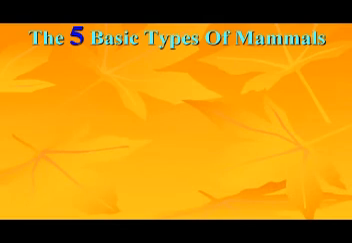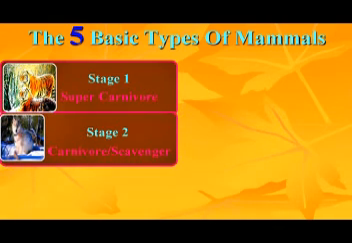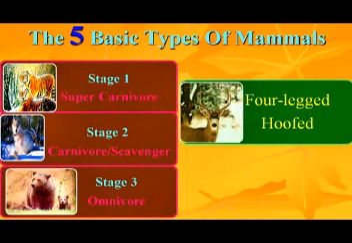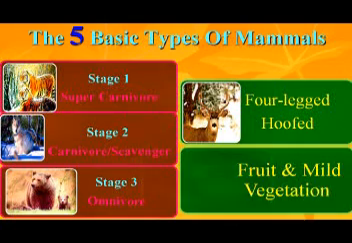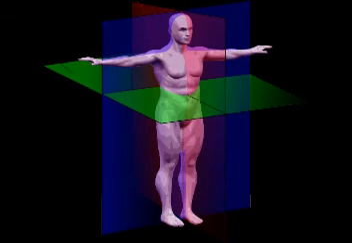We begin by looking at the 5 basic animal types. We have 3 basic stages of predator, which include Stage 1 super carnivore, Stage 2 carnivore/scavenger, and Stage 3 omnivore. We then have 2 basic stages of herbivore, which include the 4-legged hoofed herbivore and the fruit and mild vegetation eating herbivore. We will look at all the characteristics that separate all of these specifically designed workers and compare them to humans in order to narrow down the specific role we were all designed to play.